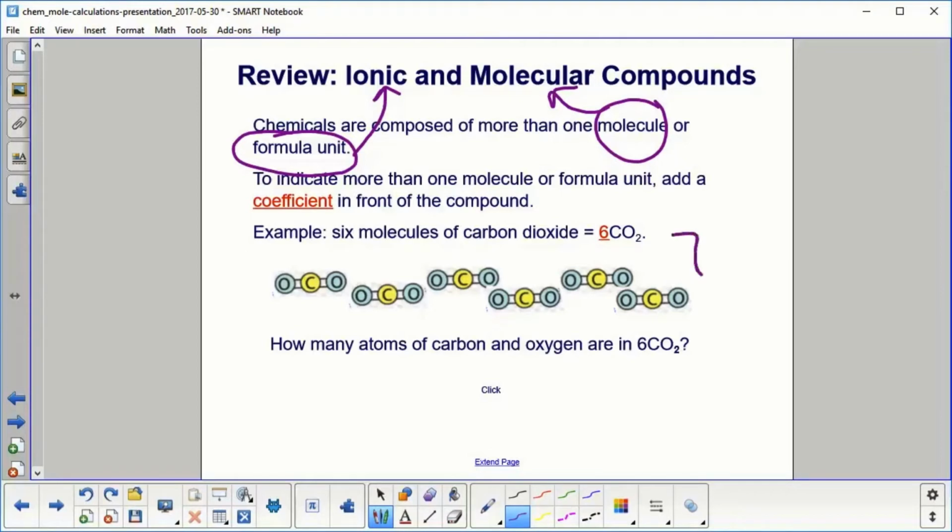So right here, we have 6 molecules of carbon dioxide. You can count them. How many atoms of carbon and oxygen are in 6 carbon dioxide molecules? Well, you can either count each one or just use this. For carbon, you multiply the 6 times 1 carbon, you get 6 carbon atoms. And for oxygen, 6 times 2, because there's 2 atoms in the molecule, 6 times 2 is 12.